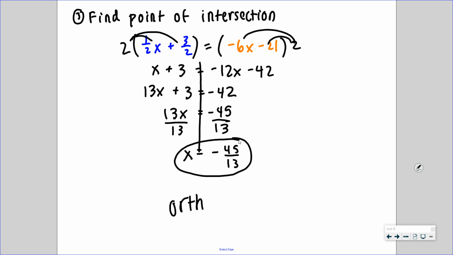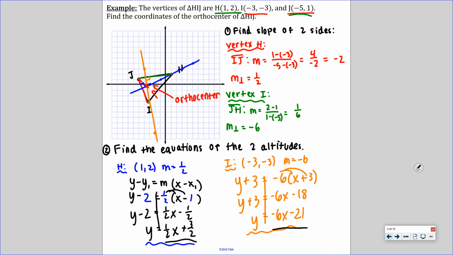But here's what we could do. We could see if our answer makes sense. So take this fraction on your calculator and do it like a division problem. -45 divided by 13. Somebody with a calculator do that for me quick. I think it's like 3 something. -45 divided by 13. Okay, so about -3.5.